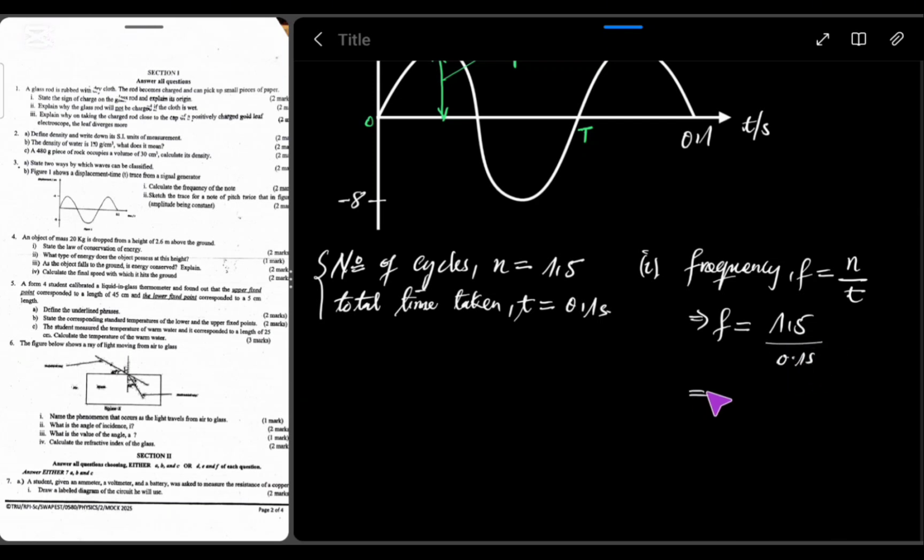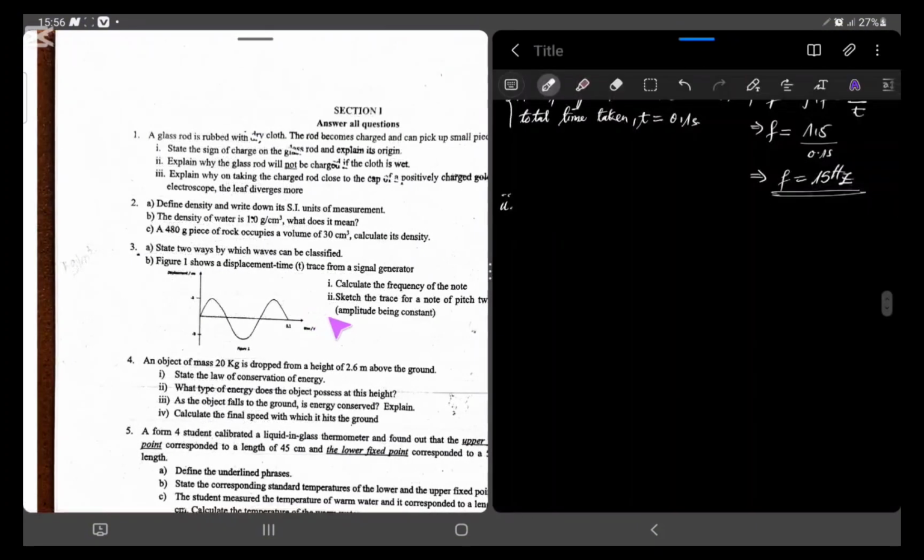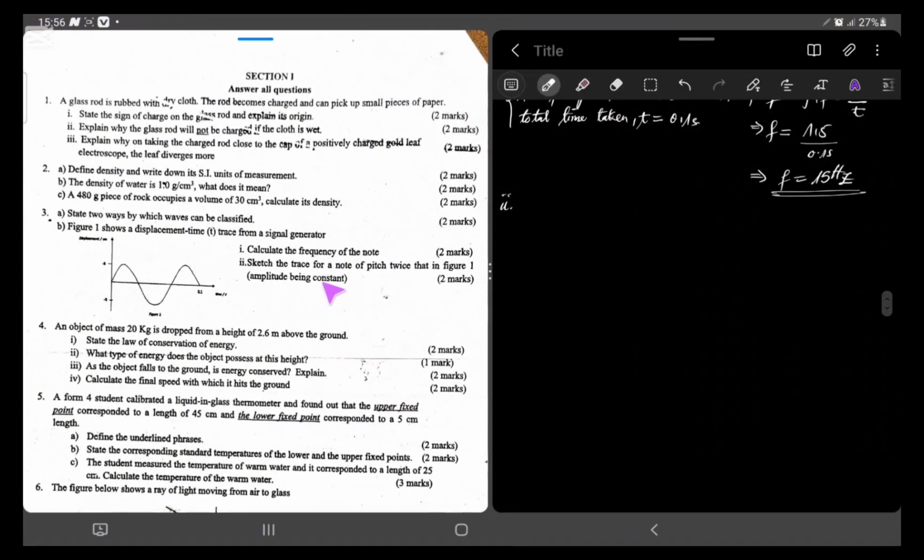If you punch a calculator, you are going to have 1.5 divided by 0.1, which gives us 15. Now Roman 2 demands that we sketch the trace for a note of pitch twice that in figure 1, amplitude being constant.